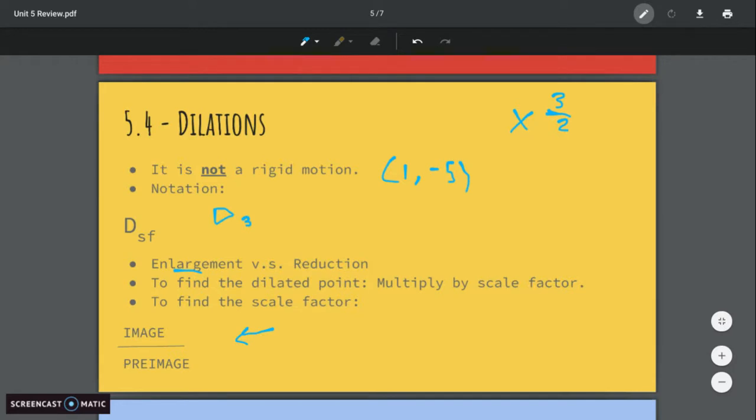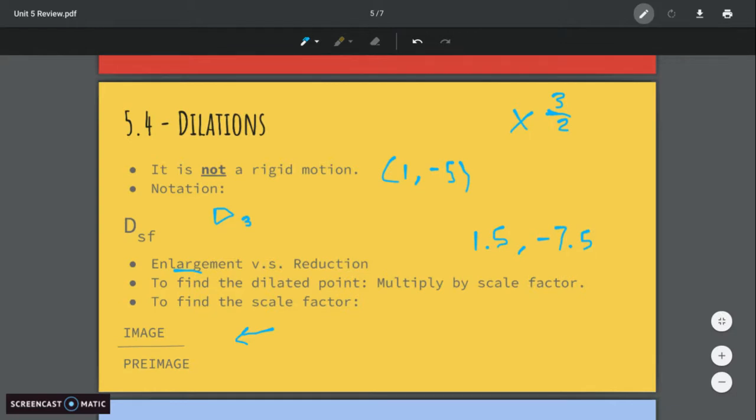Okay, 1 times 1.5. Well, that's just 1.5. I don't know why that didn't come to me first. So 1.5 would be the first thing, and then the next point would be, okay, so negative 5 times 1.5. That is negative 7.5. Or you could do fractions if you wanted to. Okay. Anyways, that's what you do.